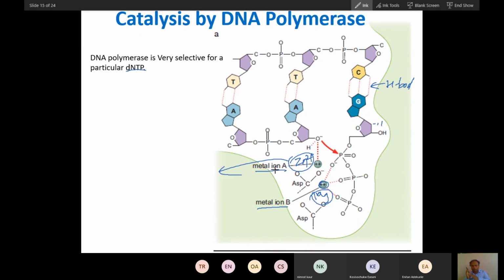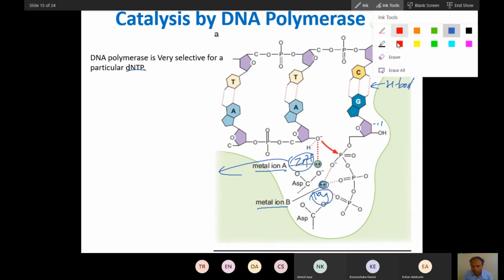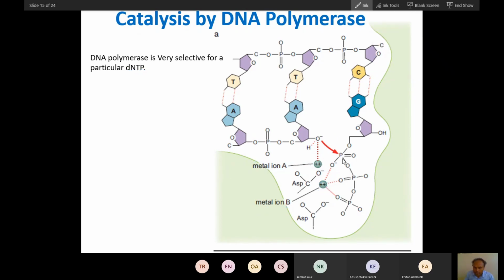This zinc is very tightly bound to DNA polymerase, and zinc is very important for catalysis. This zinc is very important for formation of the bond. You have to understand this is how formation of the bond happens. A proper dNTP will come here and form a bond with this, and these two metals will help, metal A and metal B. Metal B is magnesium and metal A is zinc. Did you get this? This is how catalysis happens.